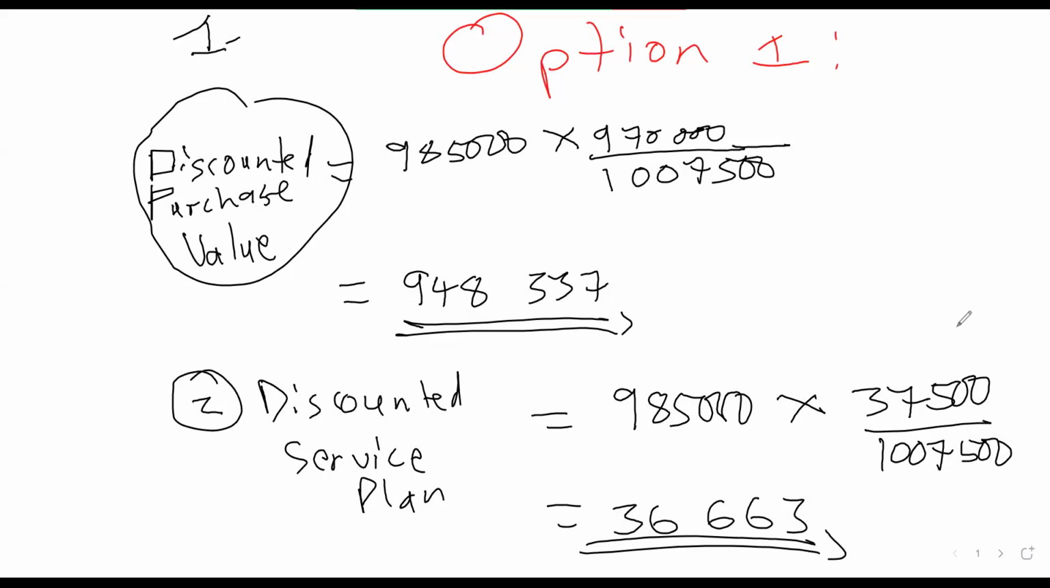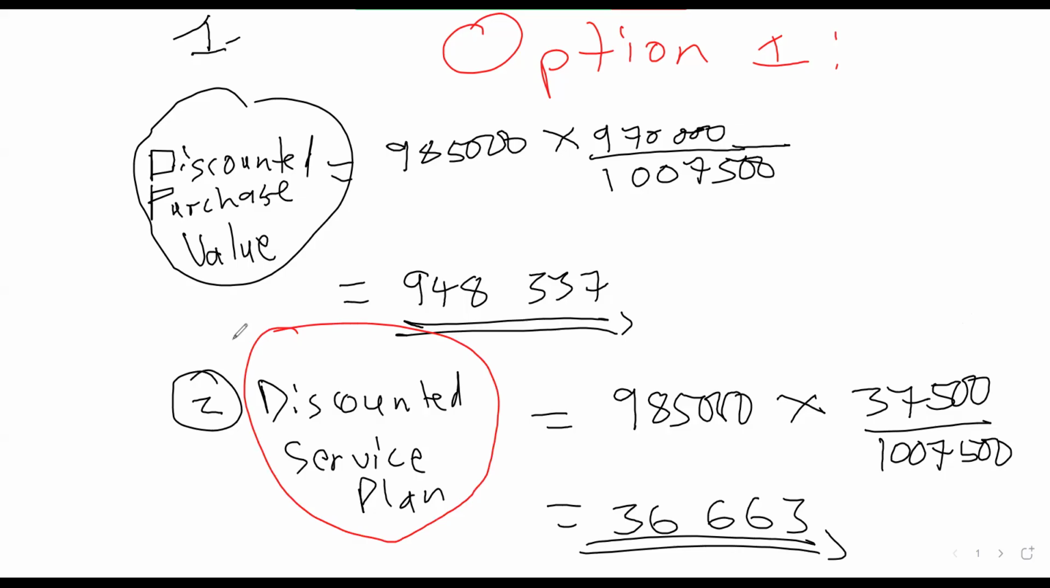Right, so now I think we can, let me just re-explain it here. So here's what is happening, guys. What we're trying to do is to allocate the discount to the purchase value as well as to the discounted service plan, right?